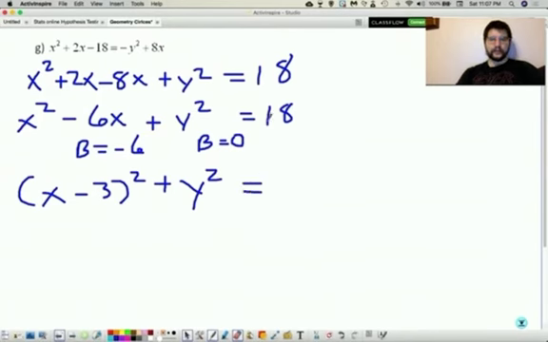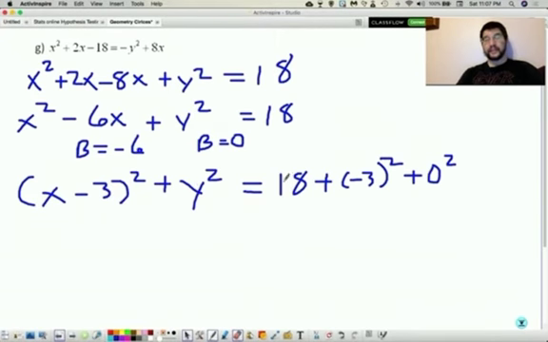Now, this part, 18, but we have to add some stuff to it. What we're going to add is whatever is in here squared. So -3 squared and 0 squared. Oh, wait, that's still 0. And this is literally the exact same process we just did, just in a little abbreviated form. This is x minus 3 squared plus y squared equals 18 plus 3 squared is 9, 27.